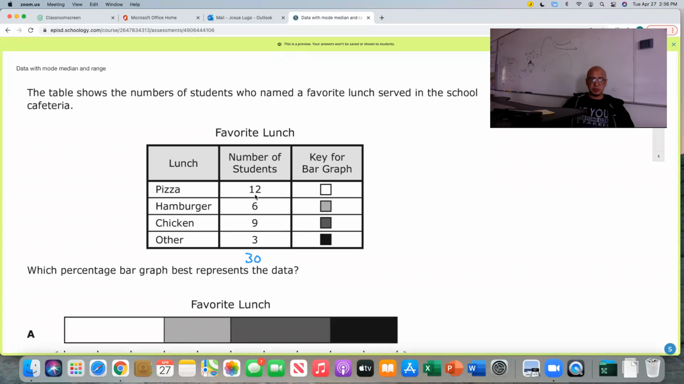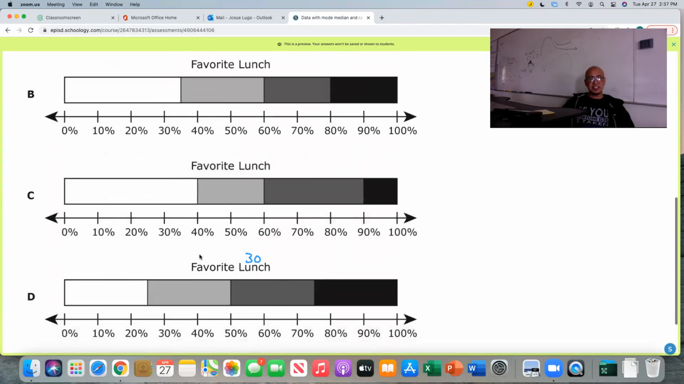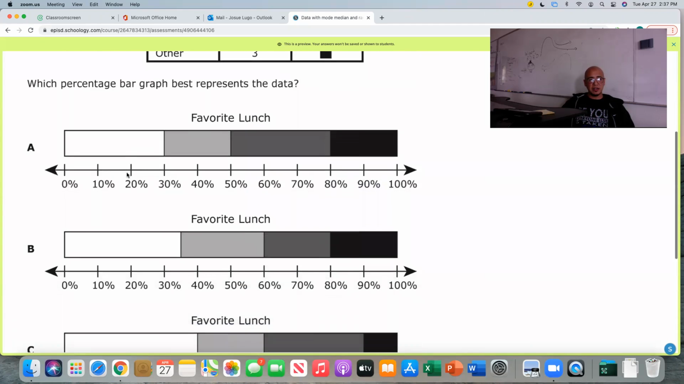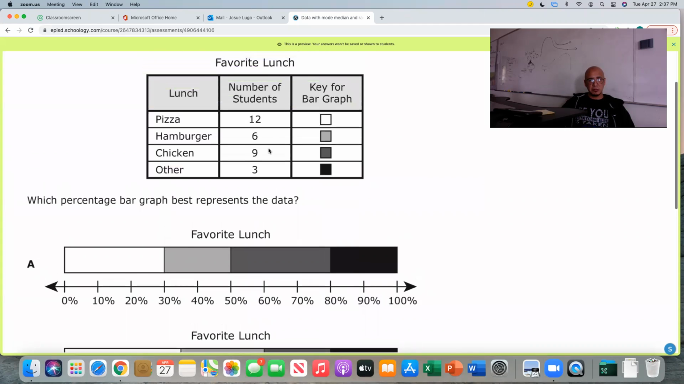So which of these? For example, pizza is the white one, right? So looking at each of these, notice that A says that pizza was 30%. Okay.